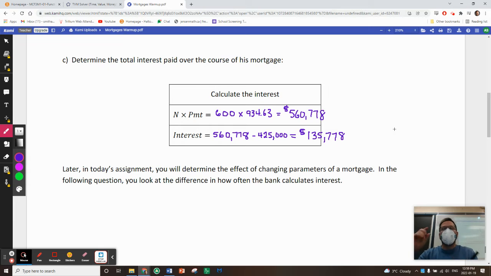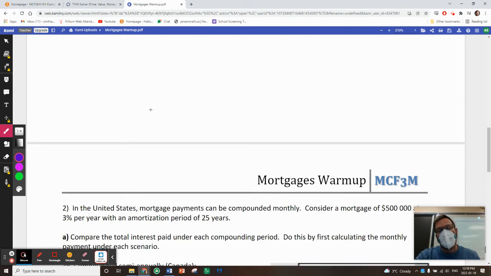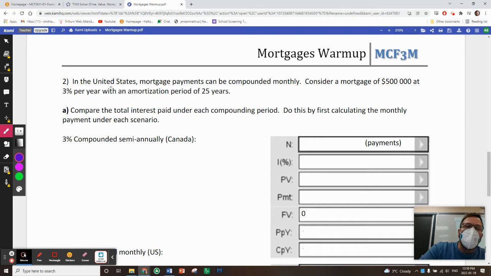So what you'll be doing is changing parameters and then recalculating a payment and then comparing interest. So we're going to do that with one question here. I thought this would be interesting to do because in the United States, banks are allowed to calculate interest every month instead of twice a year. So we have a little bit more protection for consumers in Canada with respect to mortgages. We're just going to see, does that make a huge difference? Well, let's find out. We're going to look at a mortgage of $500,000, and it's going to be 3% per year for both. The amortization period for the mortgage is 25 years.